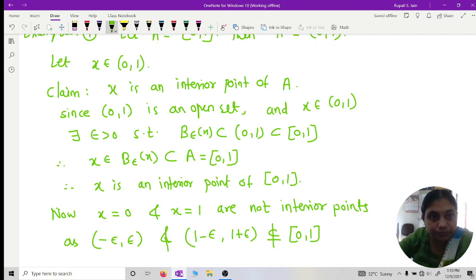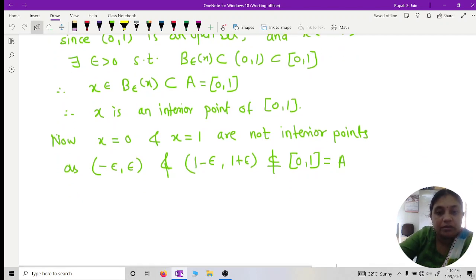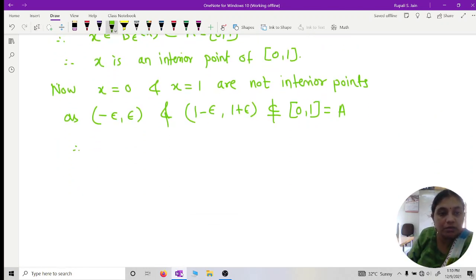Therefore, which is nothing but my A. Therefore the interior of A must be only the open interval. Therefore the interior of A is nothing but the open interval (0, 1). Okay.